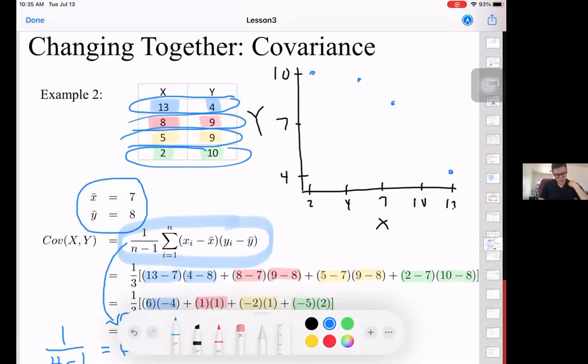Okay, so what you tend to see is that when x is large, y is small, and when x is small, y is large. So that's what we're learning when we see that we have a covariance that's negative. The other way to say it is that if you drew a line through it, you get a negative slope. Okay.